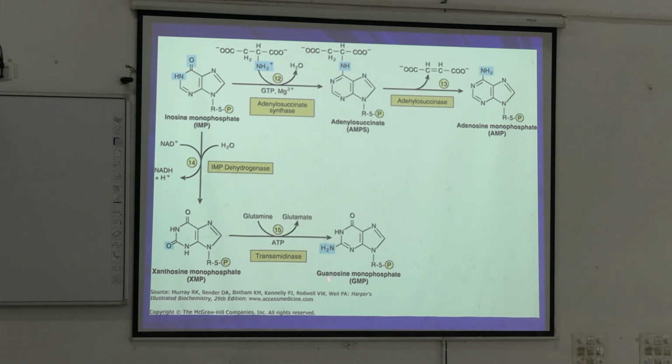Then one amine group is added, it becomes guanosine monophosphate. The enzyme is transamidinase. Amide group transfer.